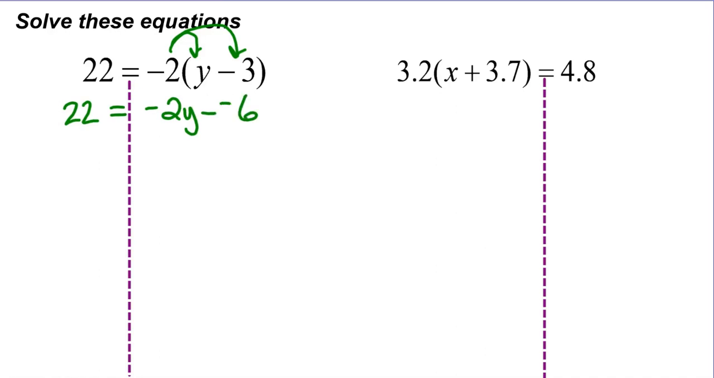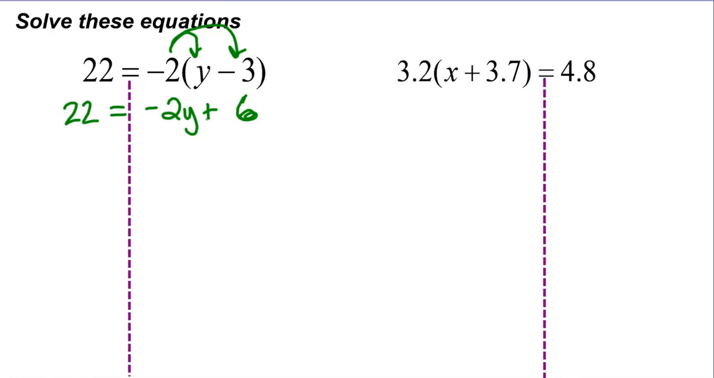-2 times 3 is -6, but I've got that double sign here, so I'm just going to clean that up. Whenever you have subtracting a negative, remember that's like adding, so I'm just going to change that to +6. That's going to make solving this a lot easier. So that was step 1, was get rid of the parentheses using the distributive property.